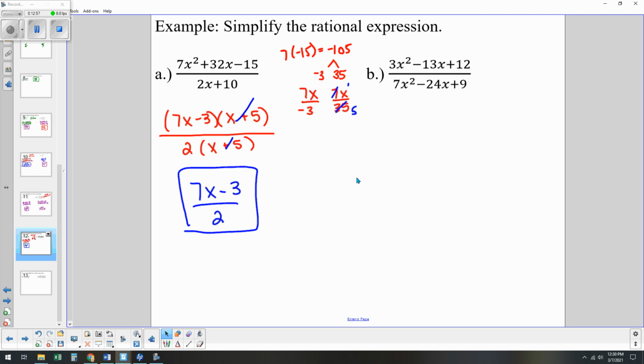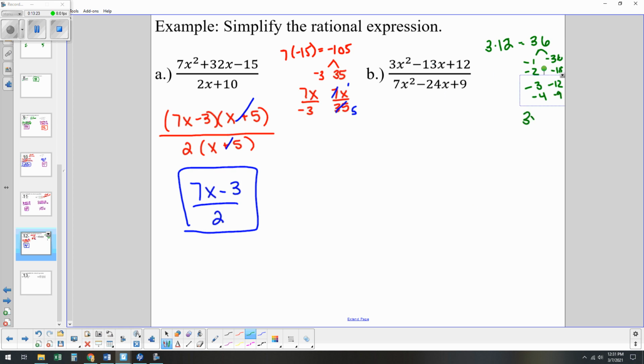But now both the top and the bottom have a number in front of the x squared. So let's do the top first. 3 times 12 is 36. We're looking for a negative, so it's going to be negative, negative. Negative 1, negative 36. Negative 2, negative 18. Negative 3, negative 12. Negative 4, negative 9. And that looks like the pair that's going to add to negative 13.